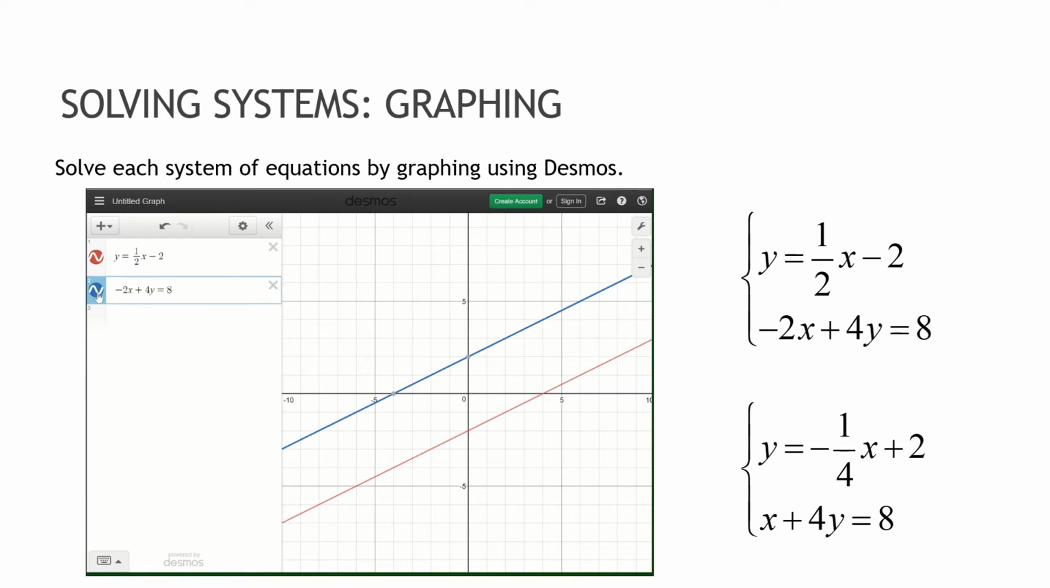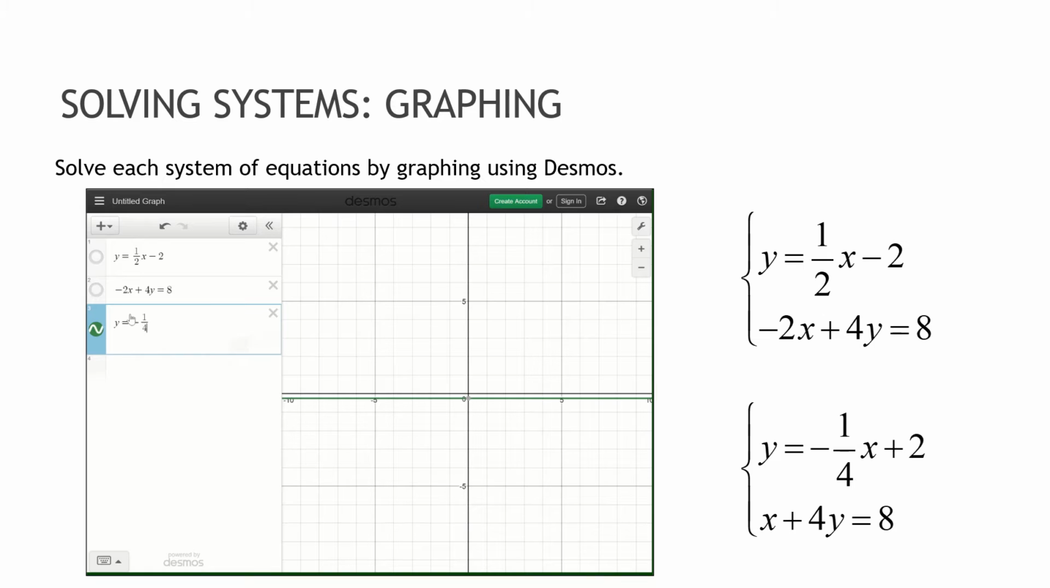For my second system, I've got y equals -1/4, use that arrow to move out of the fraction, 1/4 x plus 2, so there's that green line.